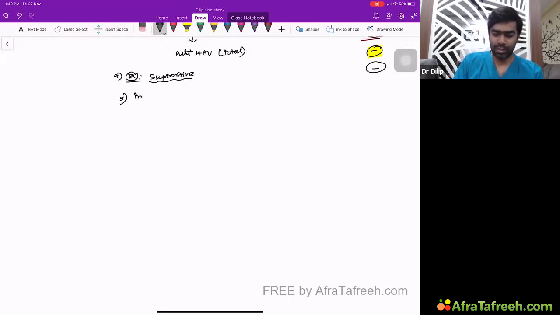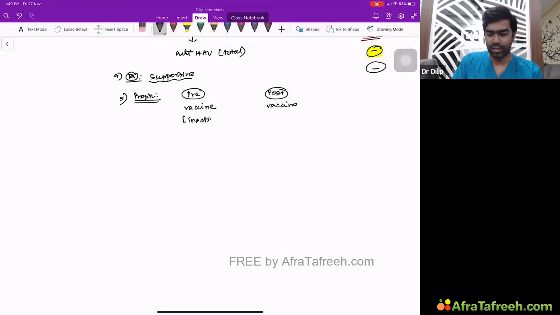And you do have prophylaxis. There are two types of prophylaxis. One is called pre-exposure prophylaxis, the other is called post-exposure prophylaxis. For both pre-exposure as well as post-exposure prophylaxis, the most effective strategy is vaccination. It's an inactivated vaccine, not a live vaccine. So you can give it in patients with immunocompromised states like HIV as well.